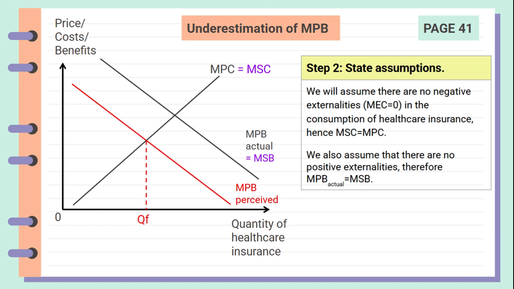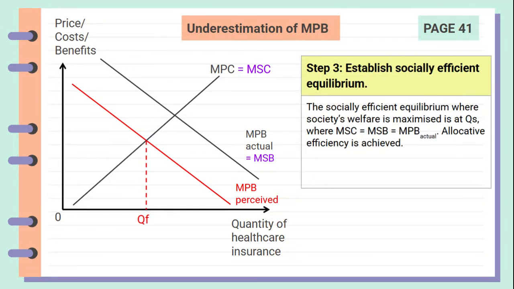To isolate this underestimation of MPB, the second step in our analysis is to state our assumptions. Here, we will assume no negative externalities, and thus marginal social cost equals marginal private cost, as well as no positive externalities, and thus marginal private benefit actual equals marginal social benefit.